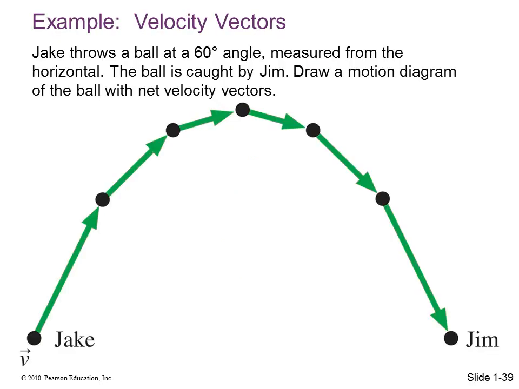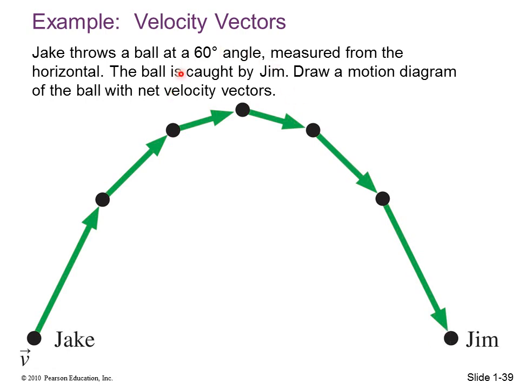Last but not least, this is an example of a ball being thrown at a 60-degree angle. It doesn't really say what the velocity is Jake launches this ball at, and at this point we really don't care. But he launches the ball. What are the net velocity vectors? And this is what they look like. So this is taking off, and you've seen a ball thrown through the air. Kind of seems like it slows a little bit at the top because it does, and then it heads back down and it speeds back up.